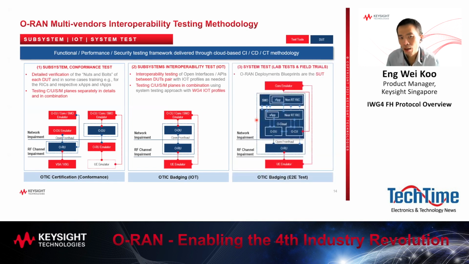Once you have tested the device under test for conformance and interoperability in isolation and in pairs, respectively, you start to look at testing everything within the system for the labs and fields. So the whole O-RAN set of components is basically the system under test. And again, for conformance tests, we will apply a certification process, so it can be awarded a certificate if your device passed the conformance test. The same would apply for interoperability, for OTIC badging, and then for system test, that will be OTIC badging end-to-end test.